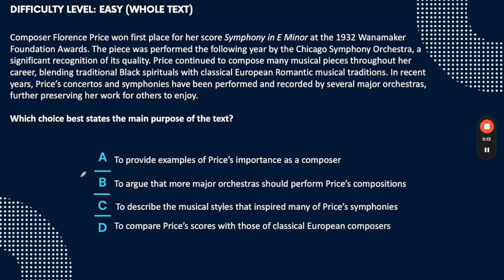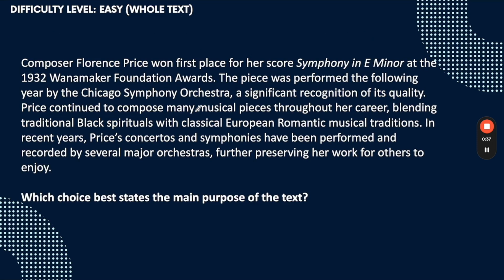Alright, so now we are aware of the steps that we need to take for a whole text question type. Now let's go ahead and try and implement those steps. The step one was to read the question stem. Which choice best states the main purpose of the text? So I see the main purpose being mentioned here, which tells me that I have to identify the purpose of the whole text. With this understanding, we'll move on to step two, that is read the text in a particular reading manner.